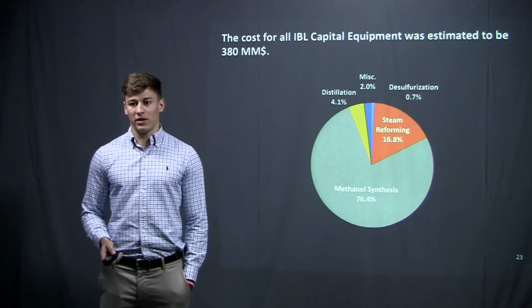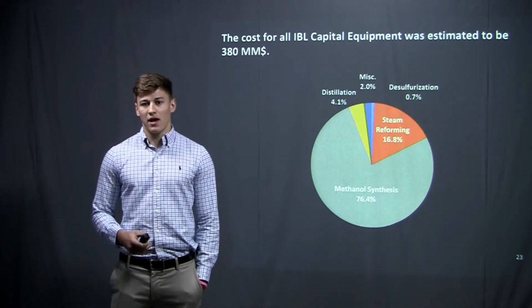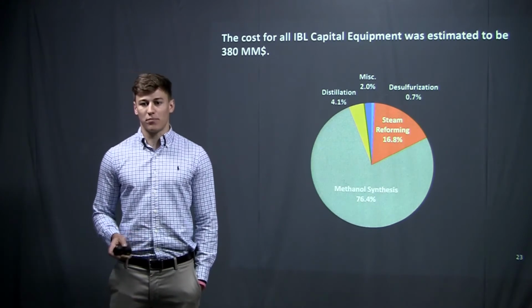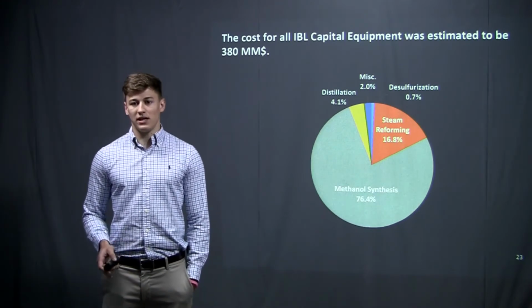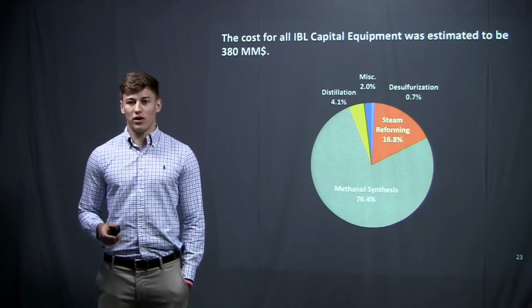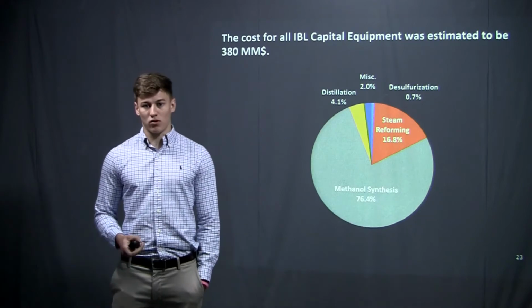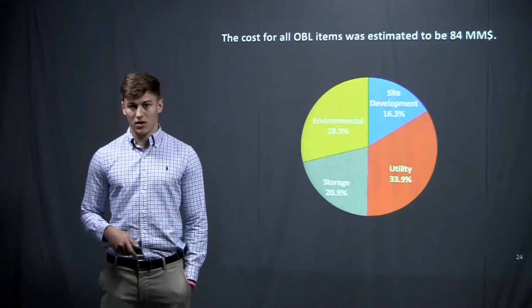Next we go to steam reforming, which is the second biggest chunk here. The reason the steam reforming is high is because it's an endothermic process, so it requires a lot of heat going into the stream. So the furnaces heating up the streams have a high capital cost since they are very large.